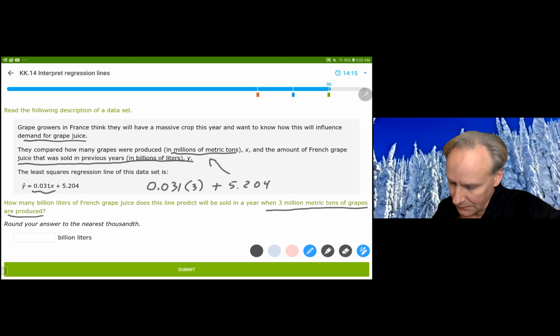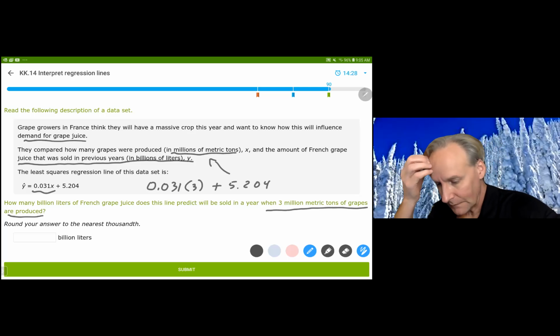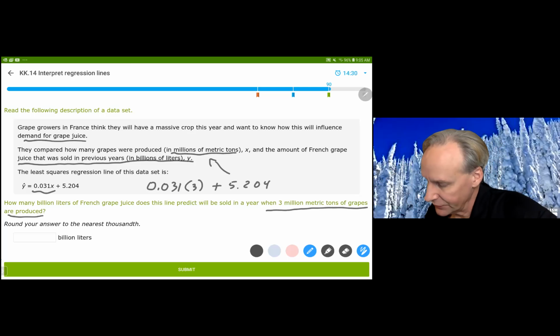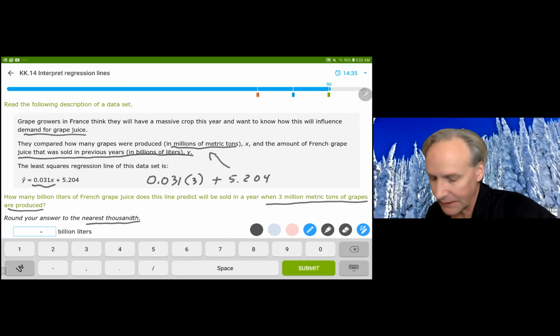Take a look. Times 0.031, it only adds 9/100ths. So when we add the 5.204, it is round your answer to the nearest thousandth. So it is going to have some effect. And we are talking about billions of liters. So 297, and that is to the nearest thousandth when we added it up. So we do expect it to have a small effect, but not a lot. There it is.